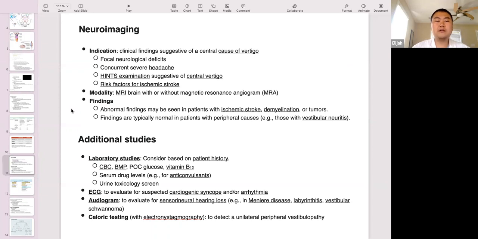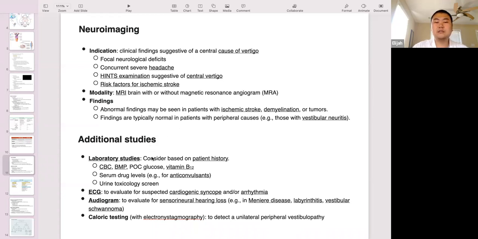And now, after the history and the physical examination, we can look at neuroimaging. When the clinical findings suggest a central cause of vertigo, for example focal neurological deficits, you give the patient an MRI. Also with concurrent severe headache, HINTS examination suggesting central vertigo, or risk factors for ischemic stroke, we can do an MRI of the brain with or without a magnetic resonance angiogram. The findings are often abnormal, maybe showing ischemic stroke, demyelination, or tumors. But for peripheral causes, most of them are typically normal.